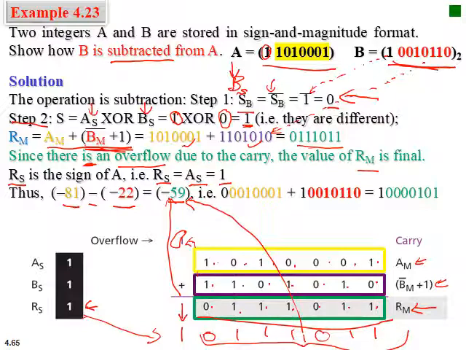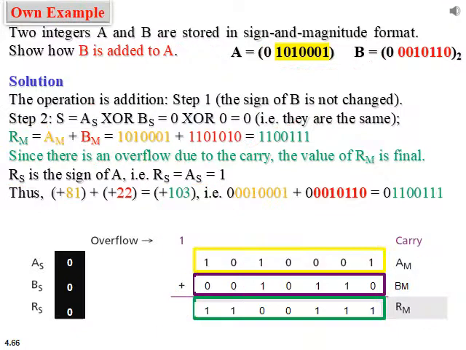I'm going to do one more example. So this is my own example. I've taken the same numbers, but I've changed it so that these two numbers, A and B, you will notice now both of them are positive at this stage.